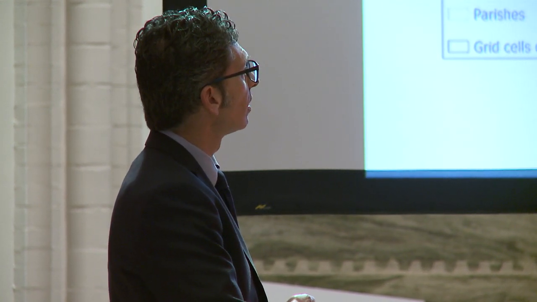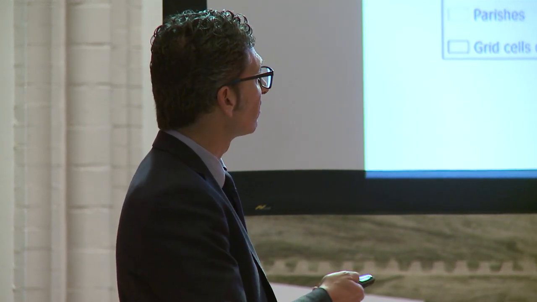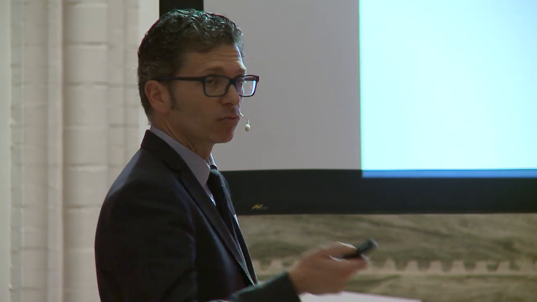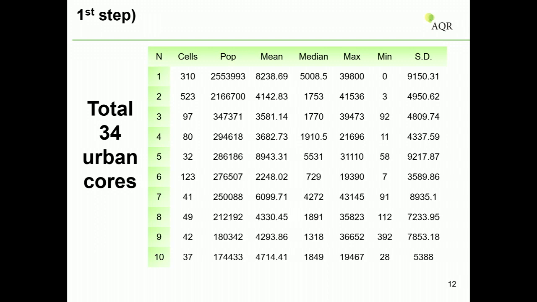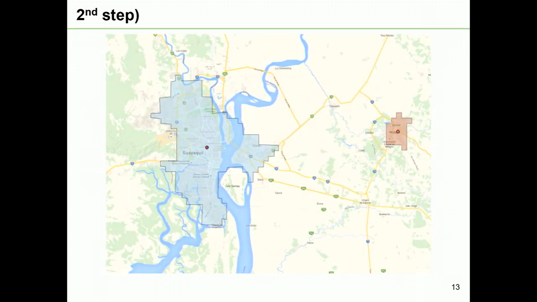And these are the grid cells. Once we have defined this and we have combined it with our administrative definitions of the municipalities, we find a total number of 34 urban cores. And we say, well, can we say that Guayaquil and this other small city are connected? What we try to do is just to check if they are close enough.